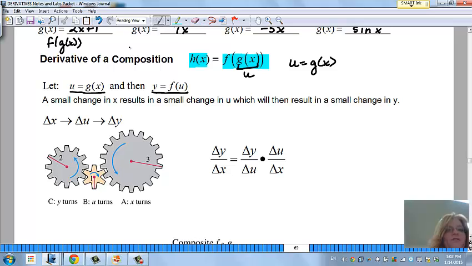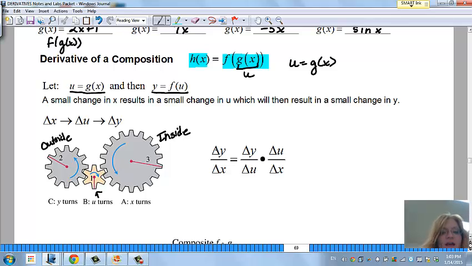My outside function. This is the middle, which is your u-turns right in here, and this is your inside function. Okay, so if this gear turned here, this is going to turn this way, and it's going to turn that, so they all depend on each other.